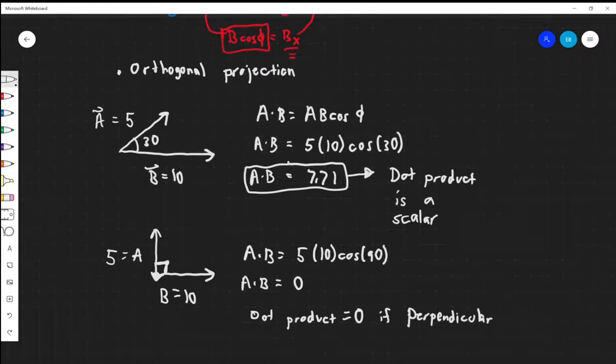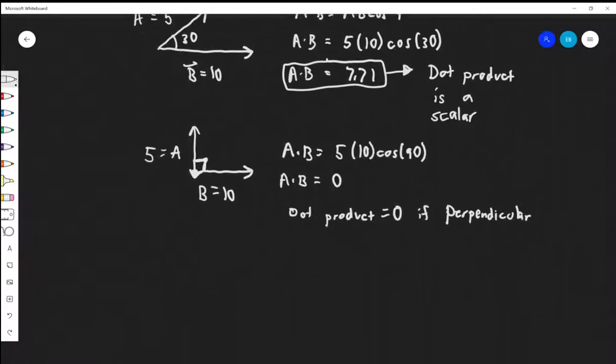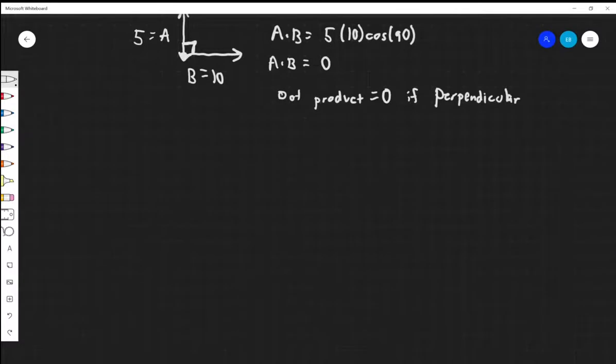So that is the dot product. That's one way we can multiply two vectors together. We also have something called the cross product. So the cross product is another way. Cross product, also known as the vector product. It's how you multiply two vectors together and get out another vector.